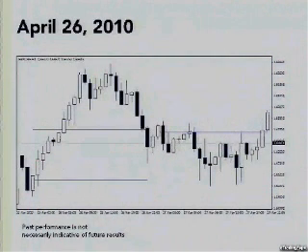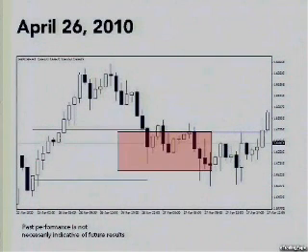This is April 26, 2010. You had a stack of trades. So this would be one of those examples where, hey, didn't this stop out? Well, no, because it rose up and hit here. You stack your trades, and then it doesn't come back down and start opening those trades until this area right here.